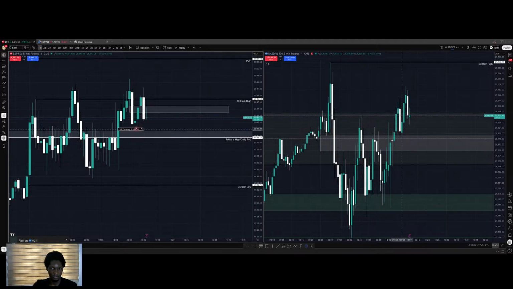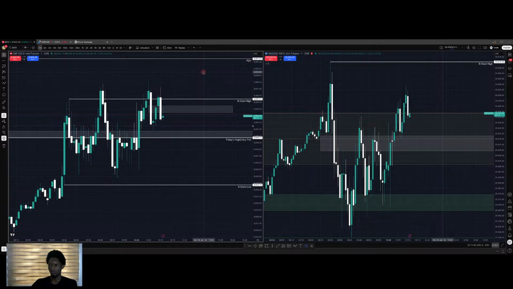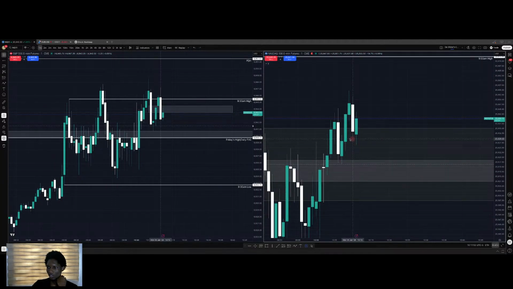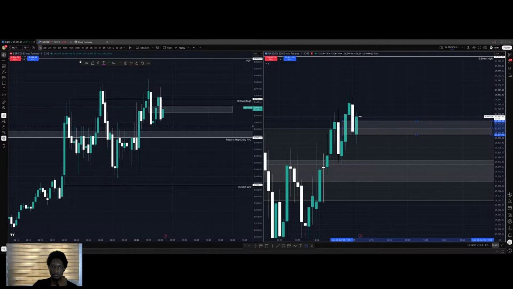I need ES to close below here. So the reason why I haven't taken this yet is because we did not close below the gap. Let me draw it out. So this is the bullish gap, right? In green. It hasn't updated.